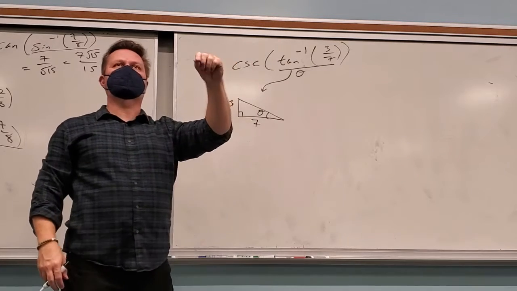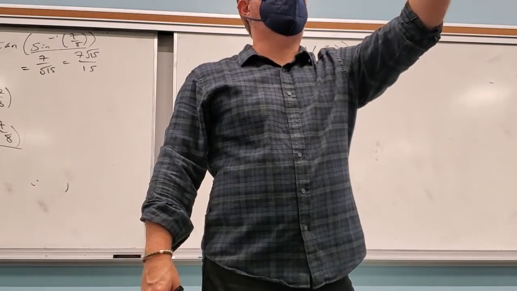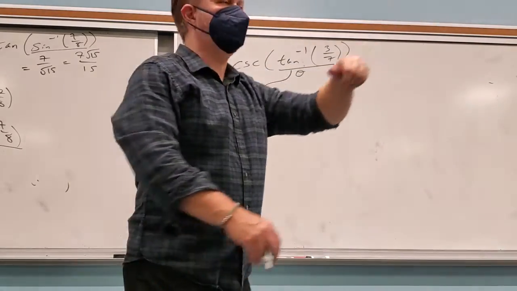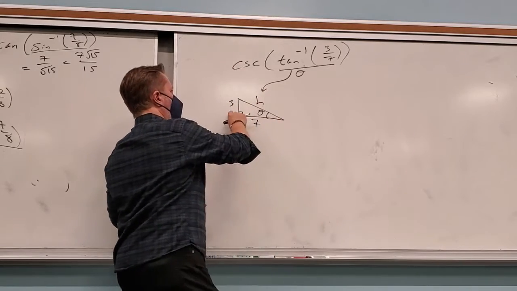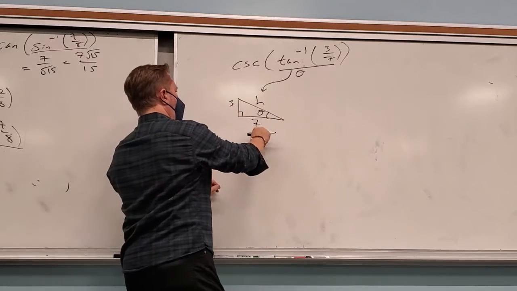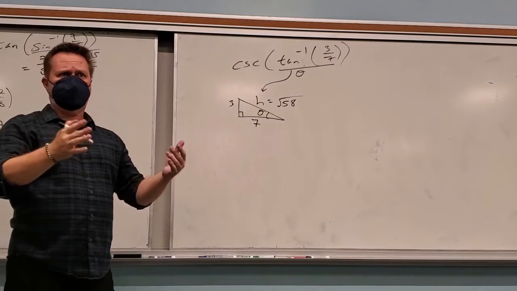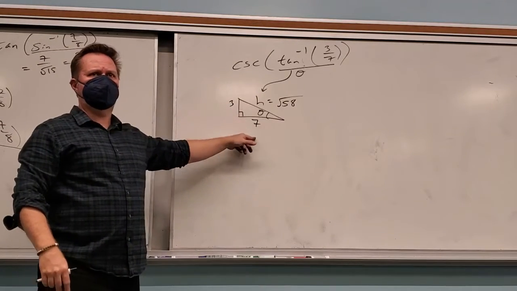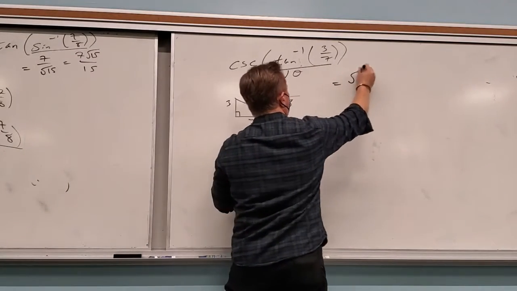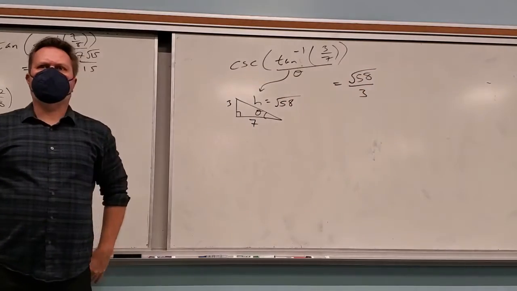Now again, there's nothing wrong with saying to yourself, okay, cosecant is the flip of sine. Sine is y over hypotenuse. So cosecant is hypotenuse divided by y. So I need the hypotenuse divided by y. And again, Pythagorean theorem, right? 3 squared plus 7 squared, 9 plus 49, square root of that is 58. And then the cosecant is hypotenuse divided by 3, because it's 1/sine.